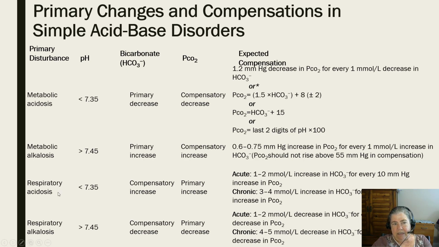In respiratory acidosis, bicarb is going to go up because CO2 goes up and makes more bicarb. If it is chronic, bicarb goes up even more because the kidneys are going to start to compensate and try to make more bicarb. And in respiratory alkalosis, the kidneys are going to compensate again with managing bicarb by decreasing bicarb in the blood and trying to hold on to hydrogen ions.